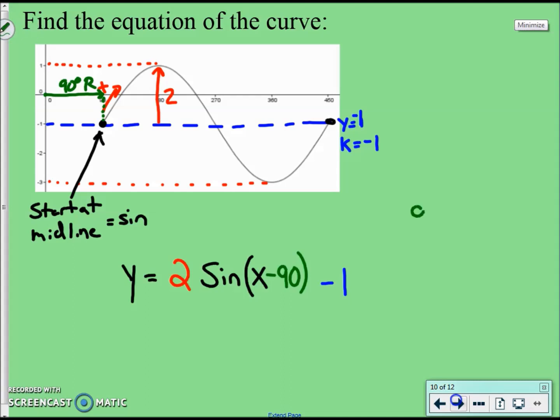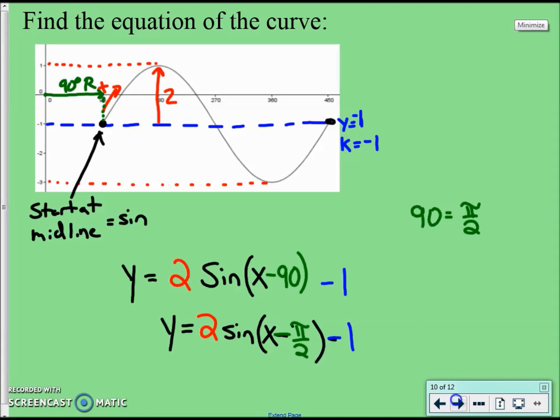But since I also know that 90 is equal to pi over 2 radians, I can rewrite this equation as y is equal to 2 sine of x minus pi over 2 minus 1. And that would be how I'd work backward from the curve to find the equation that fits it.